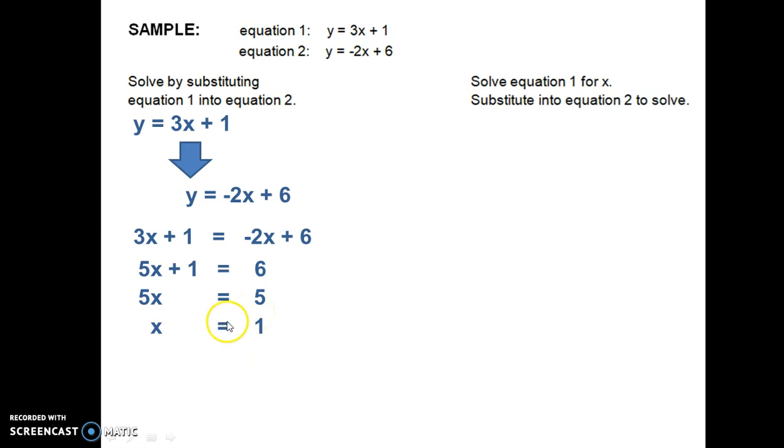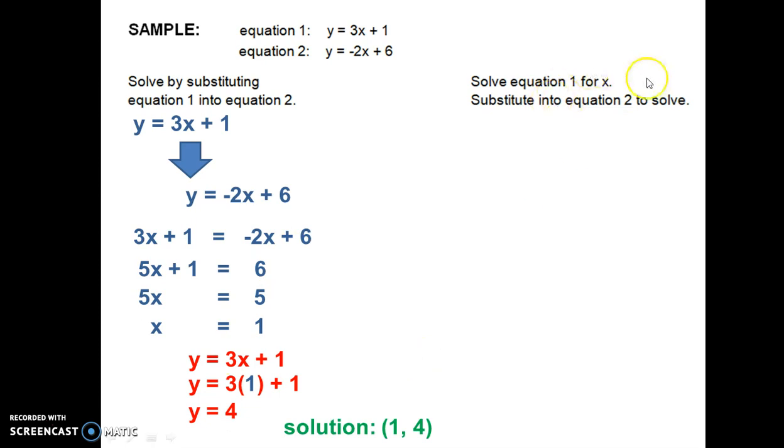So if x equals 1, we can now take that value into either one of the first two equations and solve for y. So I'm going to take this equation, the 3x plus 1, I'm going to put x equals 1 into here. Y equals 3 times 1 plus 1, and that is 4. So our solution is (1, 4). If you would graph those two equations, those two lines, they would meet at the point (1, 4).